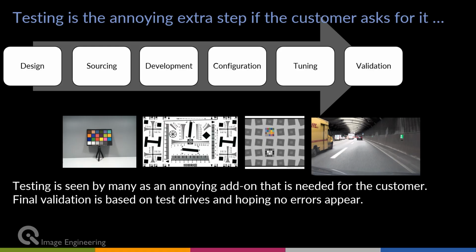So when you start to design a camera or think about how it should look, then you start the sourcing. So what sensor, what lens do you have? Then you start to develop to bring everything together. You configure it and try to find the best settings for just getting an image. And then you start into tuning, and then at the end you validate. And it seems that people care only at the end at validation. So then they go out on the street and drive around.